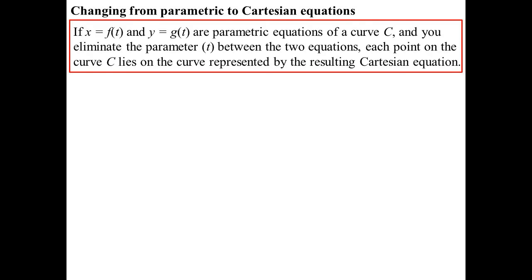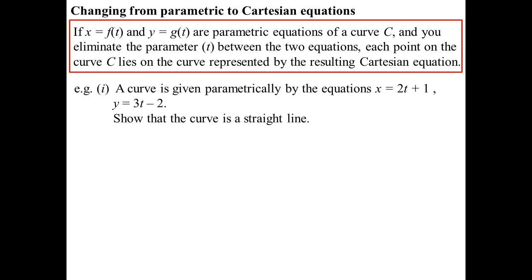So how do we convert between the two forms? How do I change from the parametric form and come up with the Cartesian equation? Basically, you eliminate the parameter. It's like having simultaneous equations, but you eliminate the parameter. So here's my parametric form. x equals 2t plus 1, y is 3t minus 2. Show that this indeed would be a straight line.